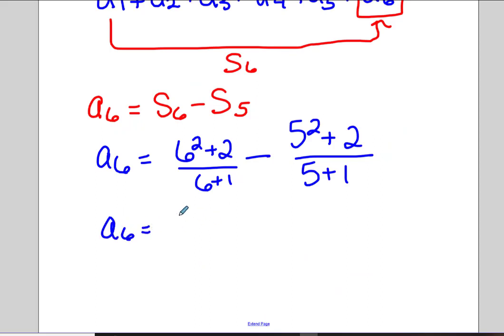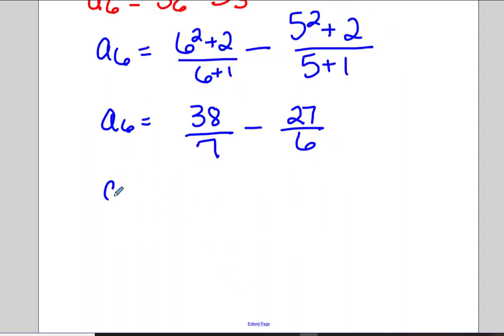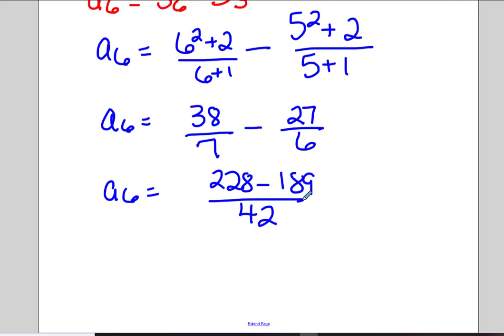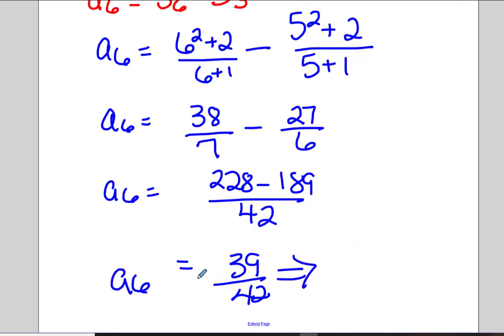So the 6th term is going to be 38 over 7 minus 27 over 6. And if 42 is my common denominator, we could have 228 minus 189, so 39/42, or if you wanted to reduce that down, you could divide by 3, that would be 13/14. And that is the end of lesson 1.